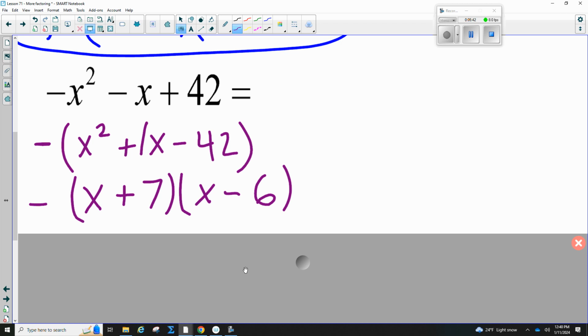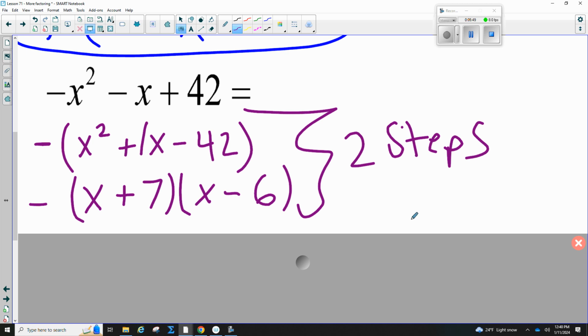All right, so do not skip this step. Please always show 2 steps when there is a negative sign in the front. Everyone just really wants to write the answer down. Okay, you have to factor the negative out.